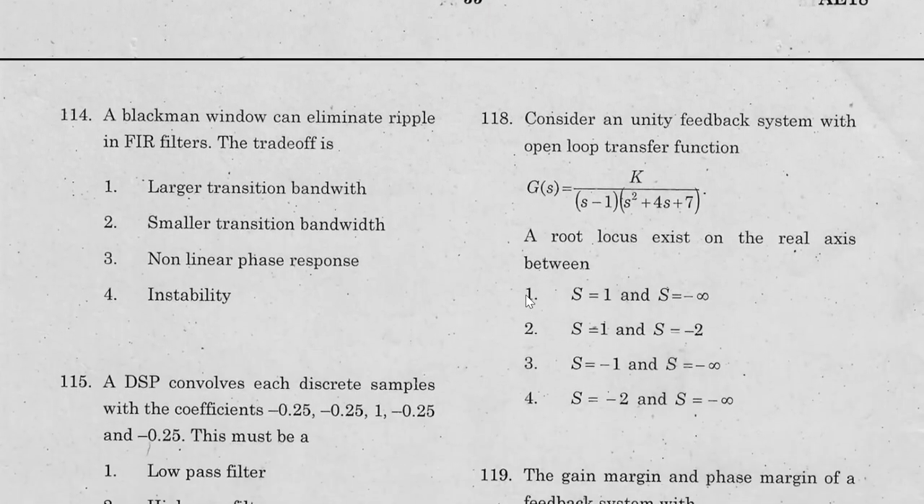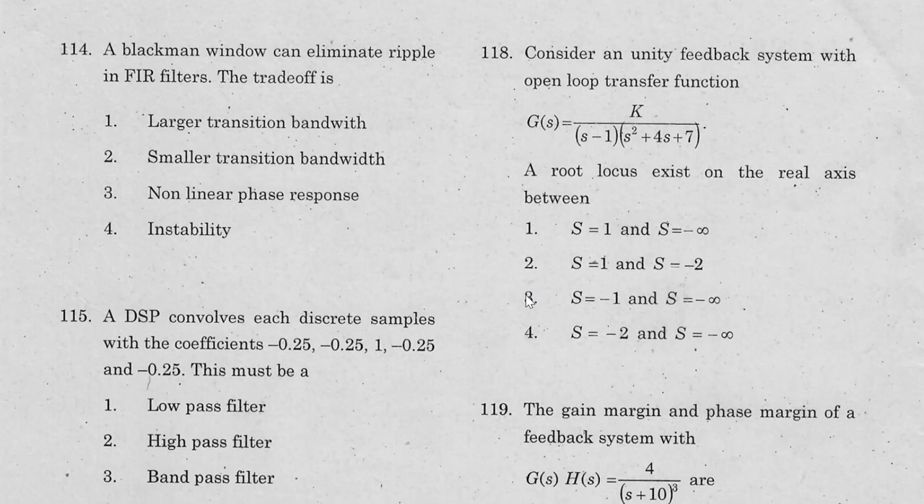So let's come to question number 114 here. A Blackman window can eliminate the ripple in the FIR filter. The trade-off is, the options are larger transition bandwidth, smaller transition bandwidth, non-linear phase response, instability. So the answer will be larger transition bandwidth.